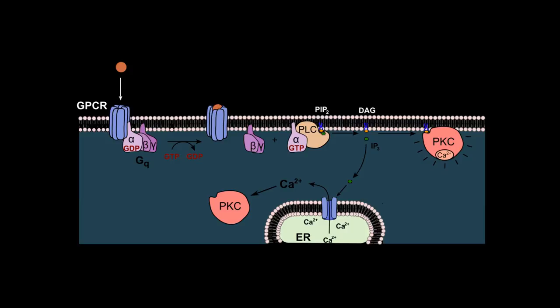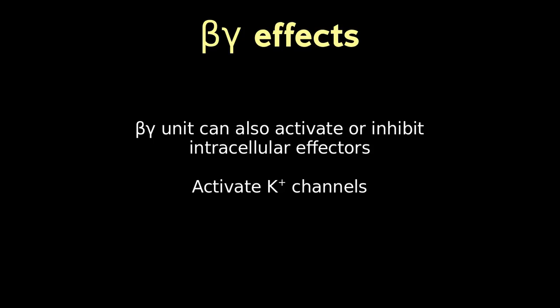Okay, so let's talk about some ignored parts of this system so far. The beta gamma subunit. It's not just hanging out there not doing anything. It also has effects. We're not going to talk about them by and large because I'm only trying to track down a few good examples of pathways in this system.